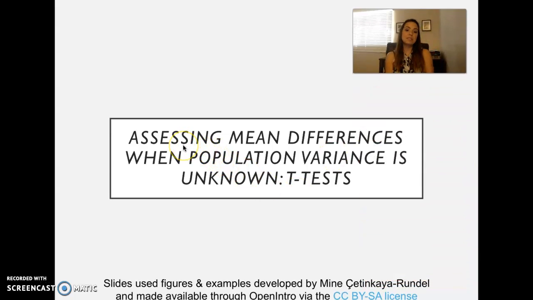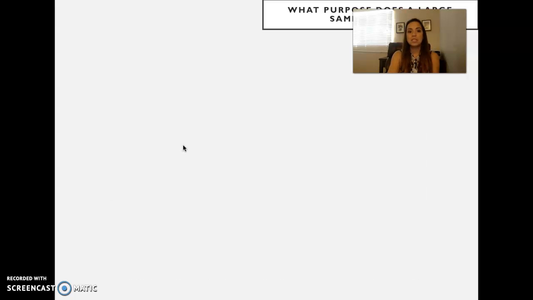We're going to assess mean differences when population variance is unknown. And remember, in the case of the z-test, we can estimate the population variance using the sample standard deviation because we have a large enough sample size to make the estimate of the variance in the population reasonably accurate. When we have smaller sample sizes, that estimate is not accurate. So we need some corrections in order to apply hypothesis tests. And that's what t-tests are for. So let's look at this in more detail.